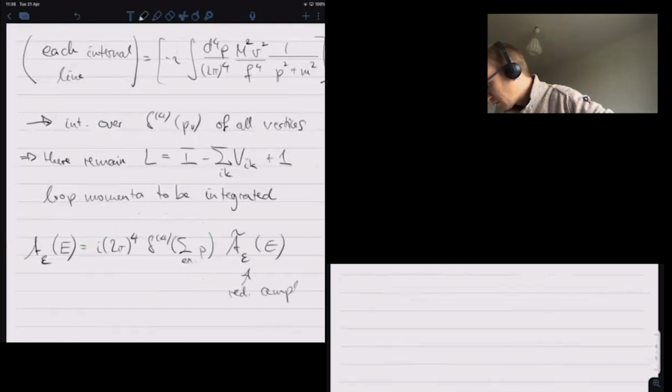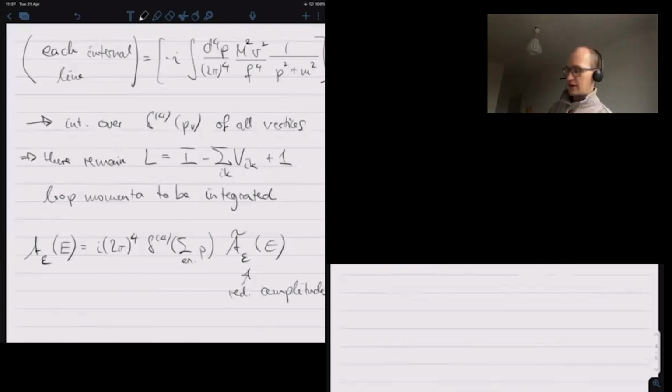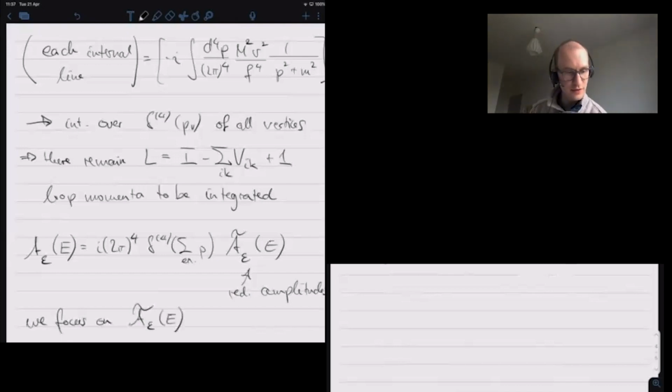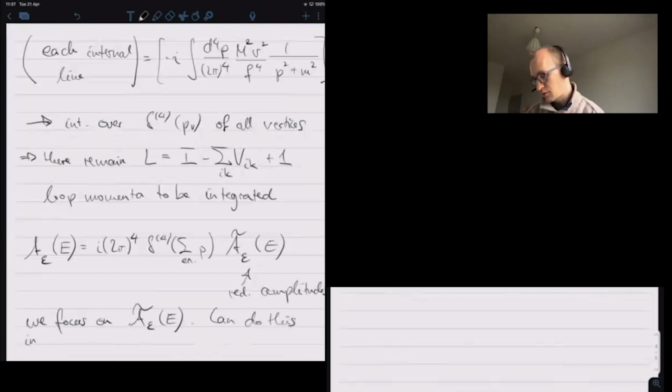But I just define for you what this means. And so now we focus on the reduced amplitude, and we will do this integral. So actually what I'm proposing to do is can do this integral using dimensional regularization, dimreg. So what I propose to do is going to write down the answer for you in general.